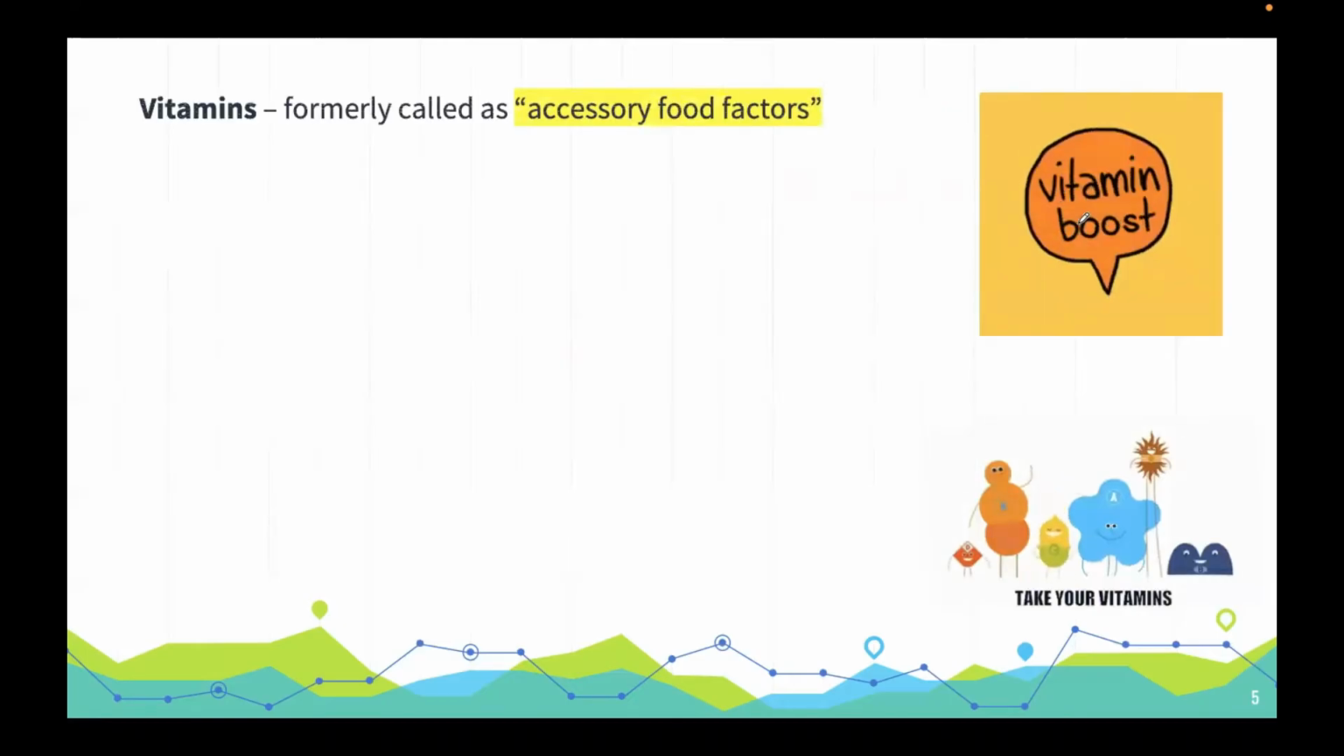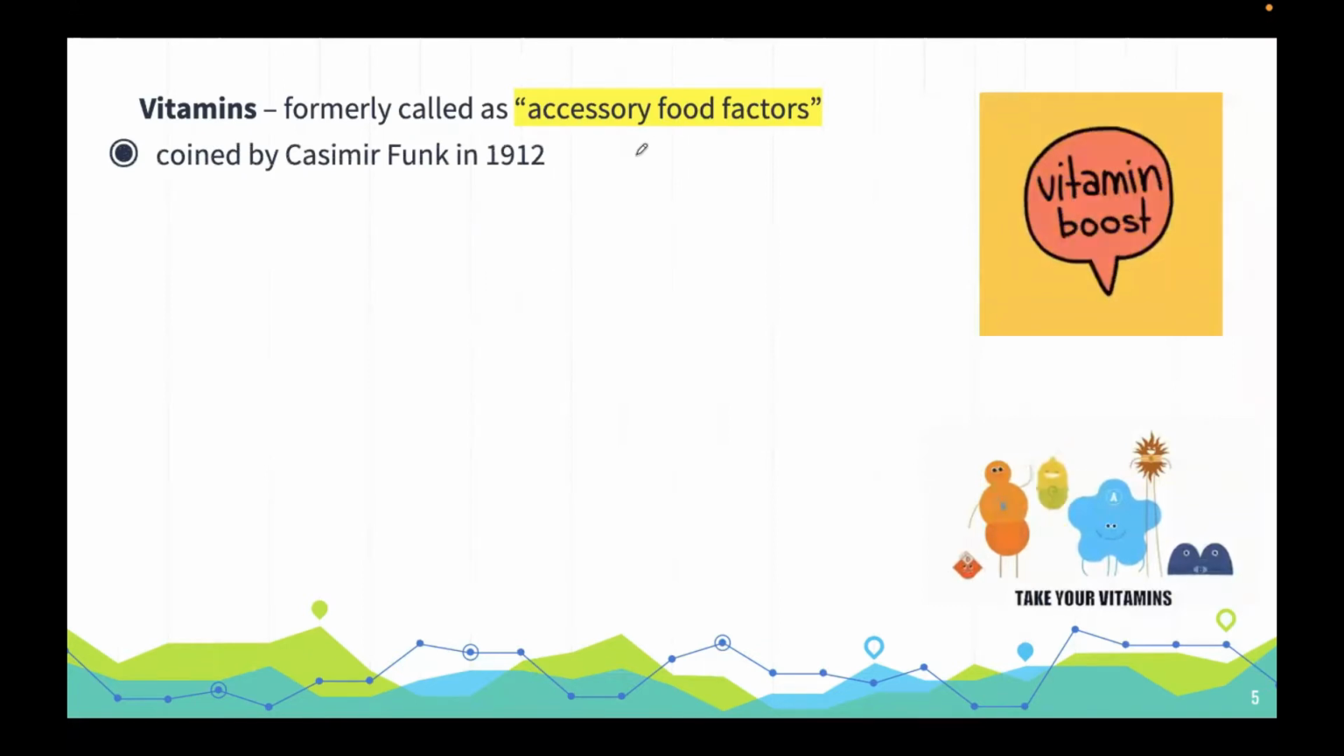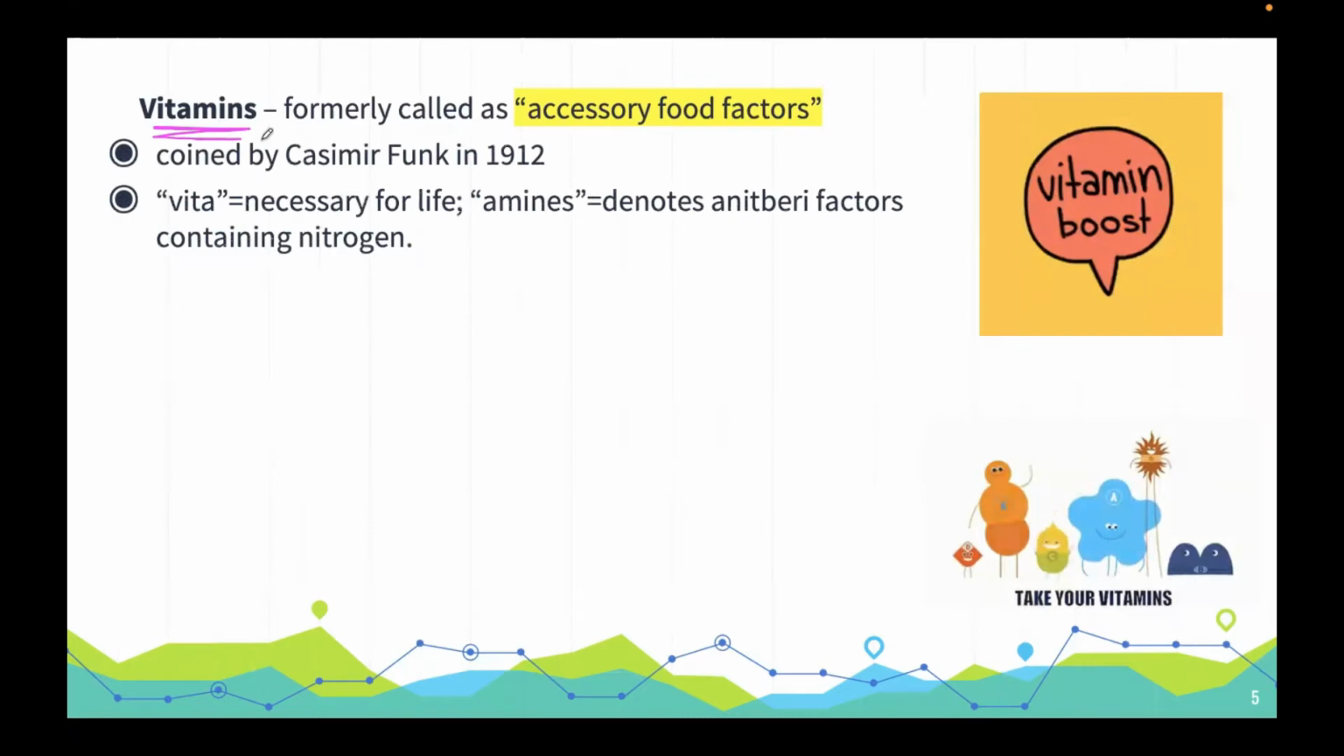So your vitamins are formerly called accessory food factors. Again, your vitamins are formerly called accessory food factors. So we have to thank Casimir Funk in 1912, yung tinatawag nating accessory food factors, mas pinaikli na siya, ginawa ng vitamins. So saan po ba galing, ma'am, yung word na vitamins? It came from these 2 root words, yung vita, meaning necessary for life, and the amine, it denotes the factors containing nitrogen. So vita and amine. Okay?